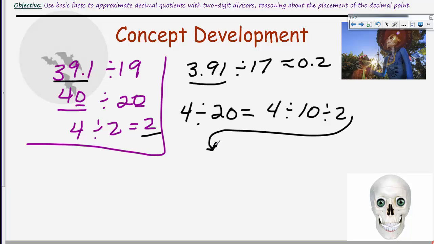Okay, and here we could go ahead and think of it. Well, divide 4 by 10. Now suddenly you have 0.4. Okay, and now we're dividing that 4/10 by 2, which is giving us half of that, which is 2/10. Okay, everybody okay with that?